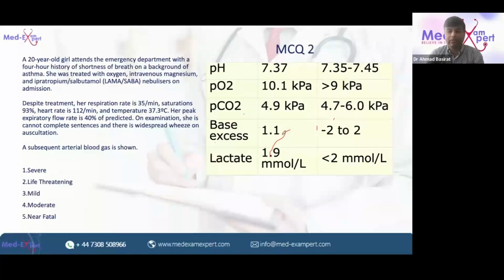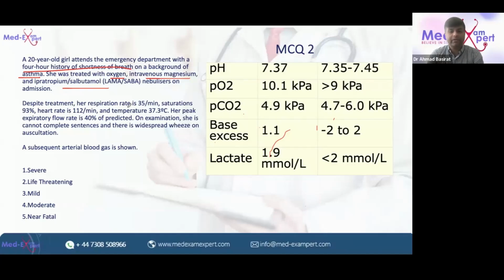Let's go to another MCQ here. A 20-year-old girl attends the emergency department with a 4-hour history of shortness of breath. Okay, so very short history, and she has asthma. She was treated with oxygen, magnesium, LAMA/LABA nebulizer. So it's quite severe, as you can see, somebody's requiring magnesium.